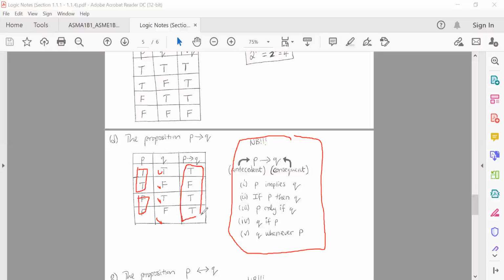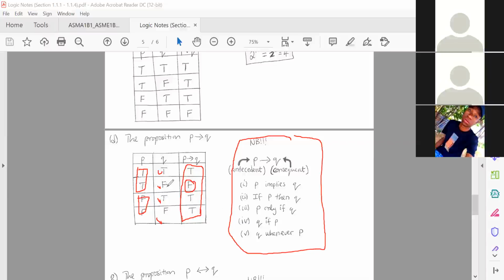Now, what do we observe here for implication? For implication, you notice that when you have true implies true, your outcome is always true. If you have true implying false, you see your outcome there is false, and this is the only time it's going to be false, when you have true implying false. So a true statement cannot imply a false statement.